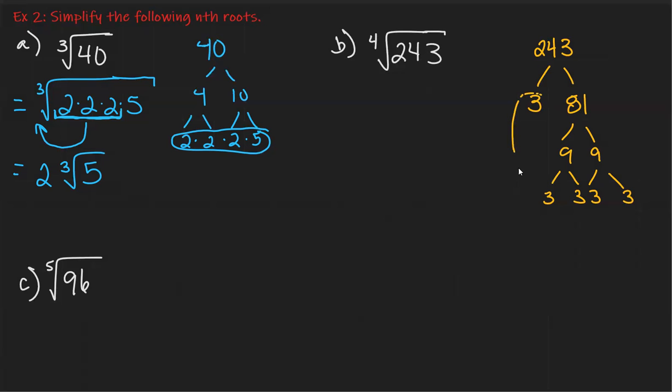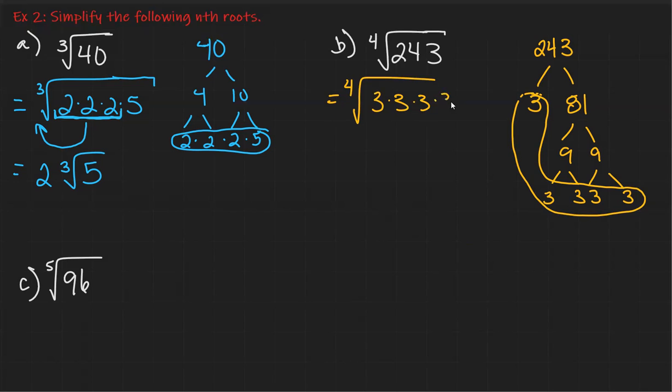So this is our prime factorization. How many 3's do we have? We have 5. So this is equal to the fourth root of 3 times 3 times 3 times 3 times 3. Okay, so we're looking for quadruplets. We want a group of size 4 to factor out, okay?